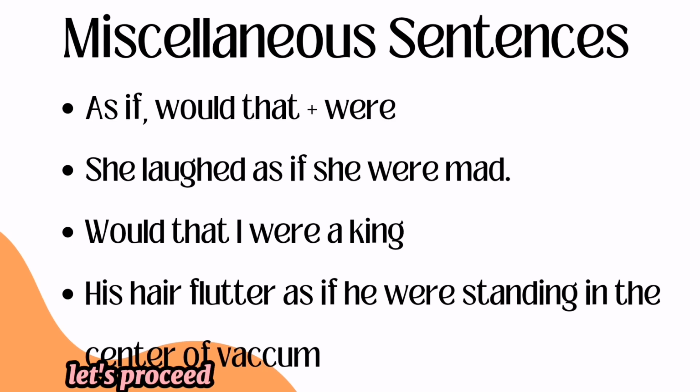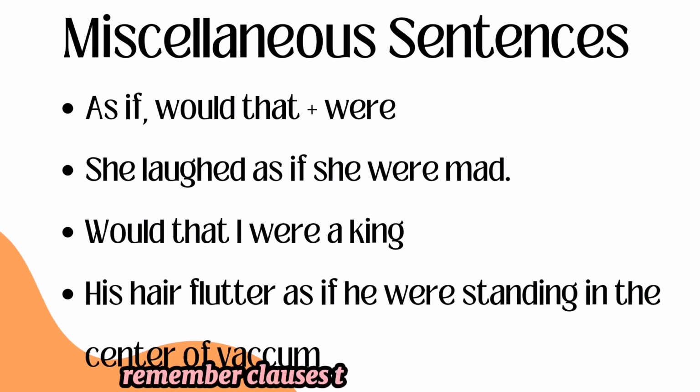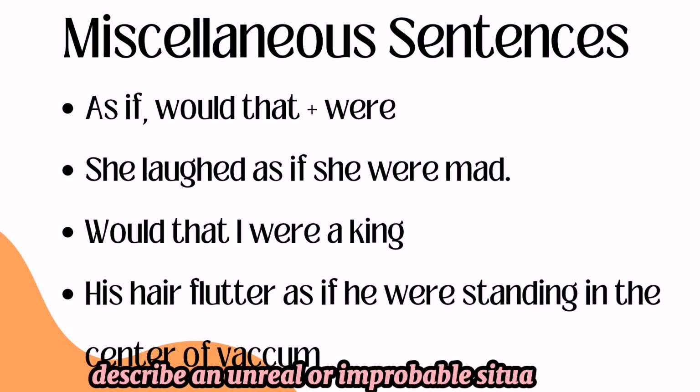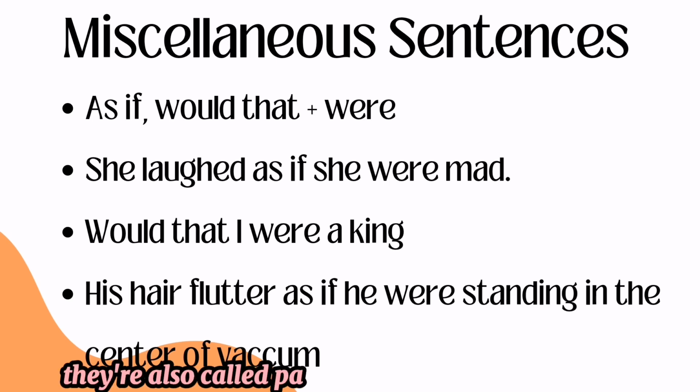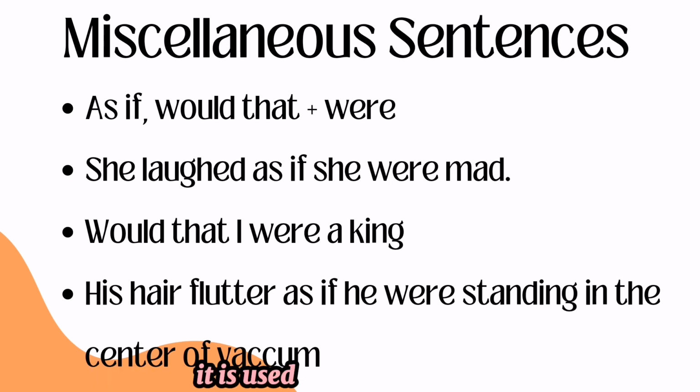Let's proceed towards the use of as if and would that. Remember, clauses that start with as if describe an unreal or improbable situation. They are also called past subjunctive or past perfect subjunctive cases. We use were with such sentences. For example, she laughed as if she were mad. It is used for comparison, but it is an unreal situation. She laughed as if she were mad. Were is used instead of was.